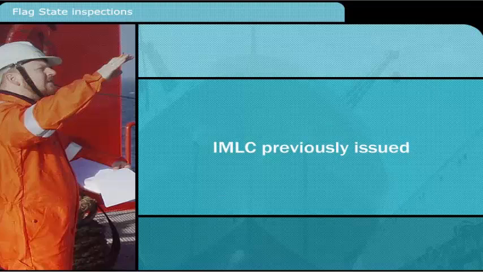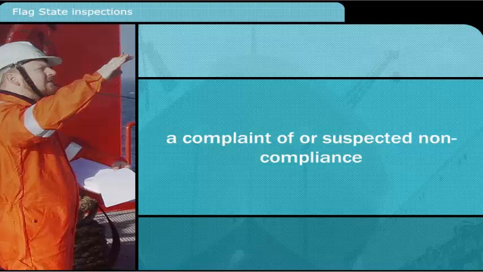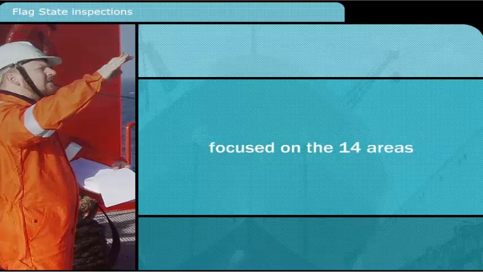Other additional inspections may also be necessary in cases where an interim Maritime Labour Certificate has initially been issued, and in those cases where a complaint of non-compliance has been made or non-compliance is suspected. Although the inspections will be focused on the 14 areas listed in the appendices, vessels will be checked for compliance with all of the requirements of the Convention.